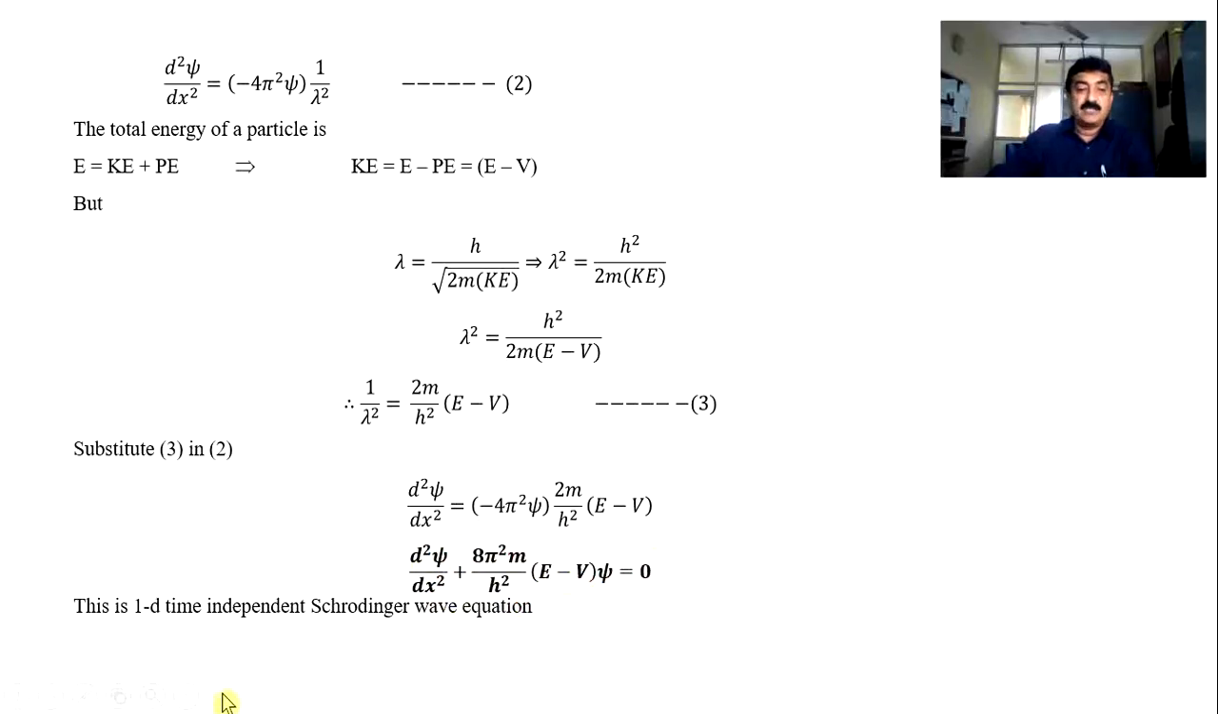This is the Schrodinger wave equation in one dimension. Sometimes they ask you to mention the 3 dimension. For 3 dimension you write del square psi plus 8 pi square m by h square into E minus V into psi equal to 0. This is the 3-dimensional Schrodinger wave equation. Okay, with this I move on to the next question.